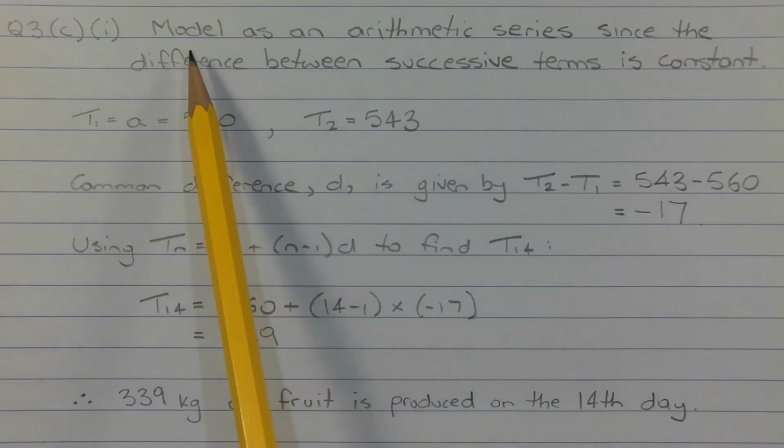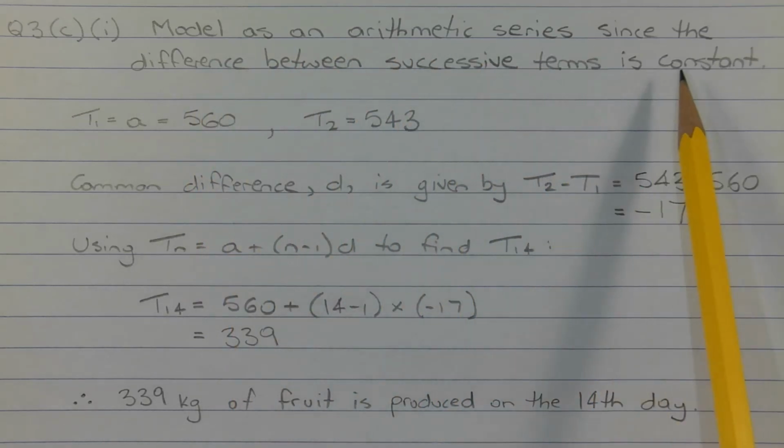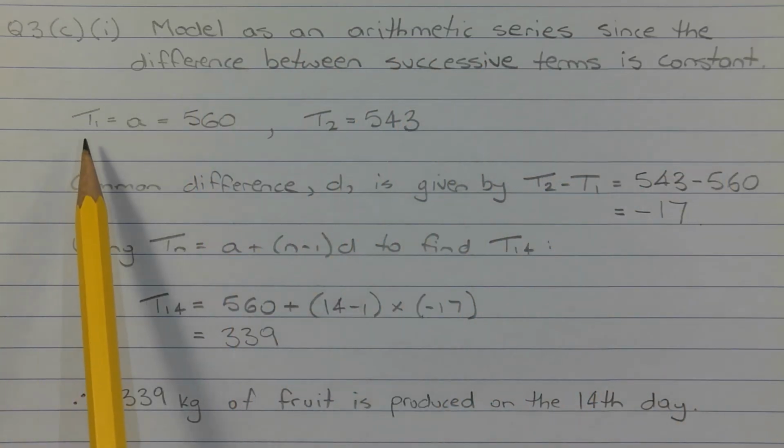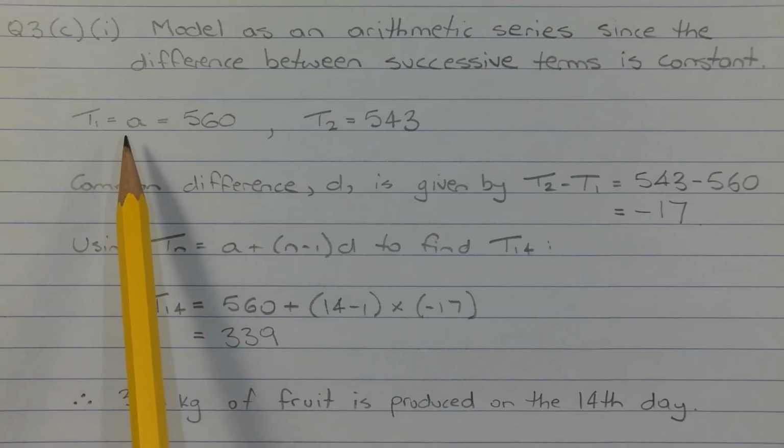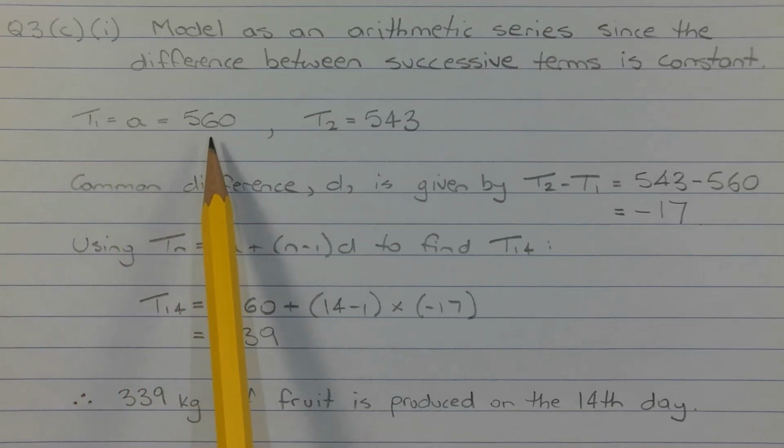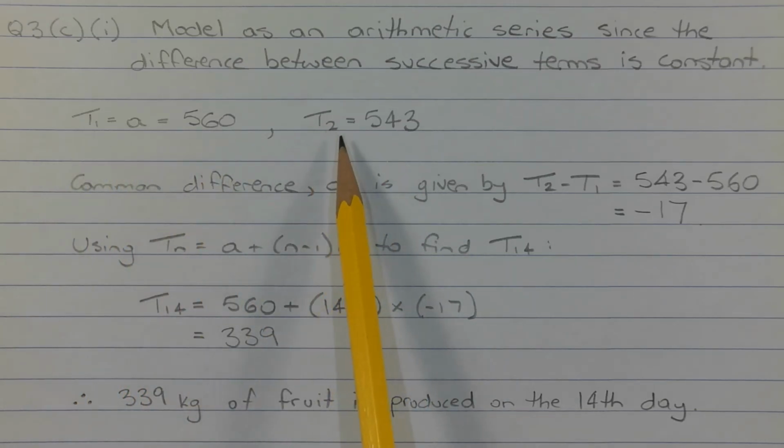We can model this situation as an arithmetic series since the difference between successive terms is constant. Now the first term, T1, which is represented by the pronumeral A, is 560, and the second term, T2, is 543, and the pattern continues in the same way.